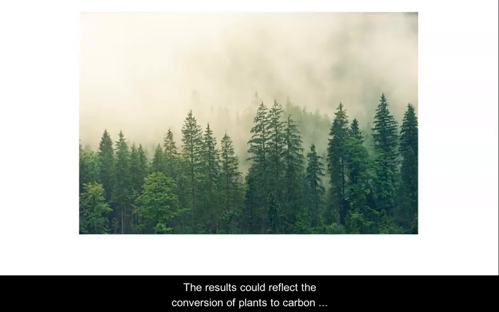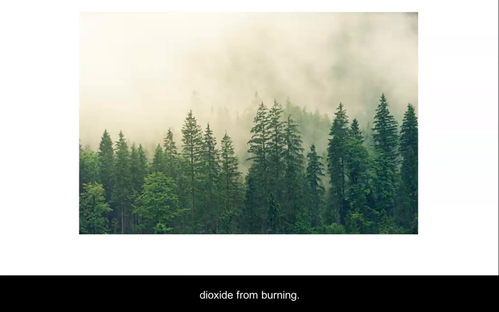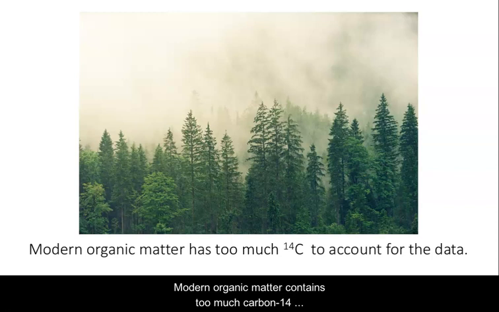The results could reflect the conversion of plants to carbon dioxide from burning, or it could reflect the burning of fossil fuels where the carbon dioxide has been trapped for millions of years. Organic matter in living organisms and in the soil that's formed by photosynthesis has just the right isotopic composition to account for the isotopic measurements that were found. But the measurements also show that the sources of added carbon dioxide are depleted in carbon-14 relative to carbon dioxide already in the air. And modern organic matter contains too much carbon-14 to account for the observed pattern.